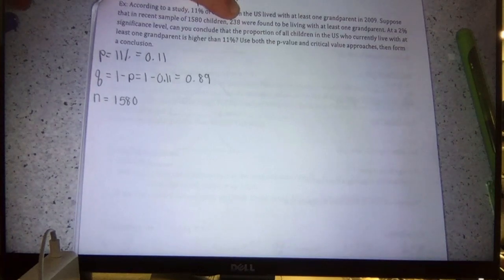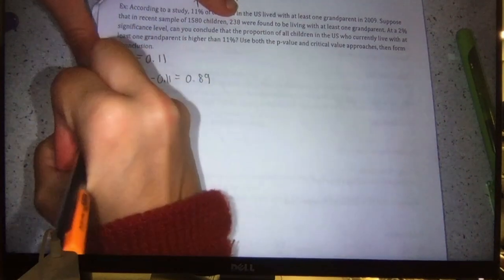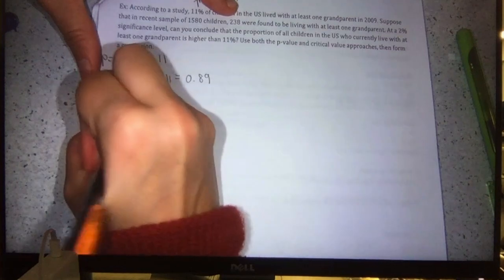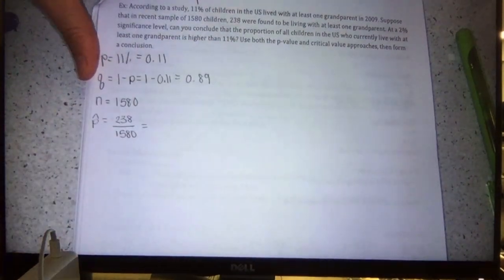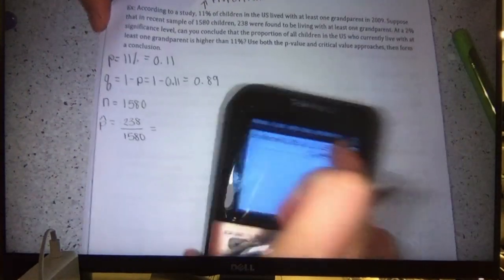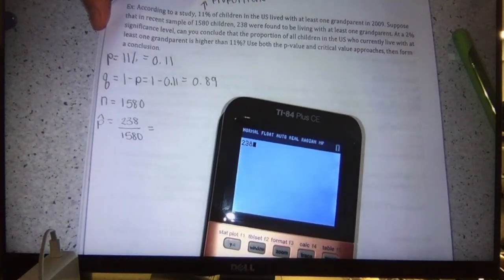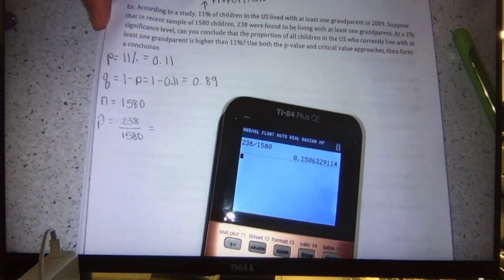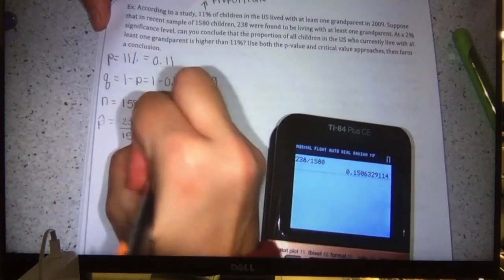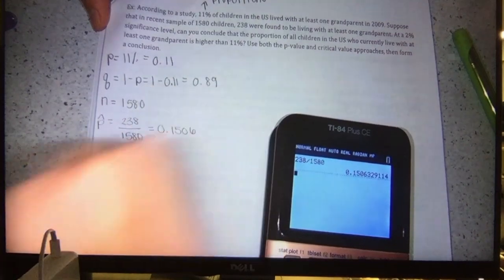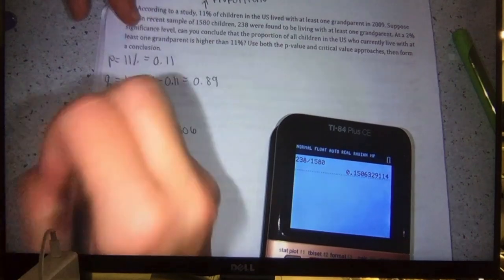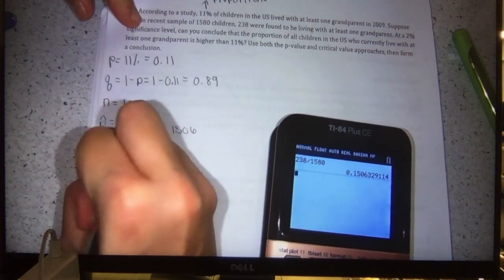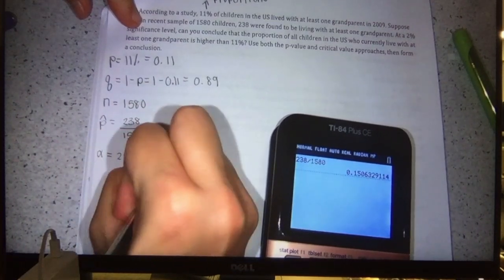Okay, so they're kind of trying to trick you here. Our p hat is saying that 238 out of our total 1580. So plugging that into our calculator, 238 out of our total 1580 is going to be 0.1506, at a 2% significance level, so our alpha is 2%, so 0.02.